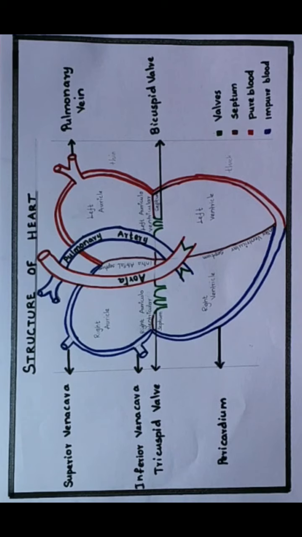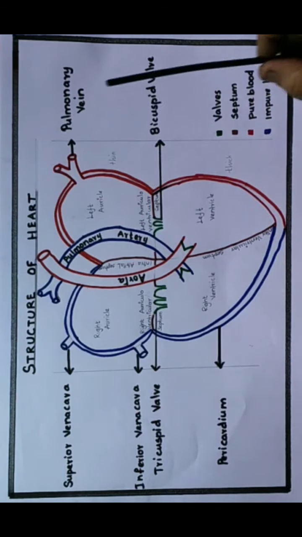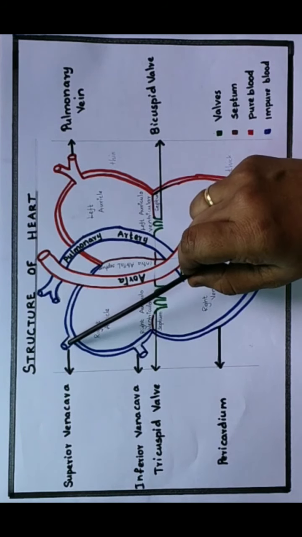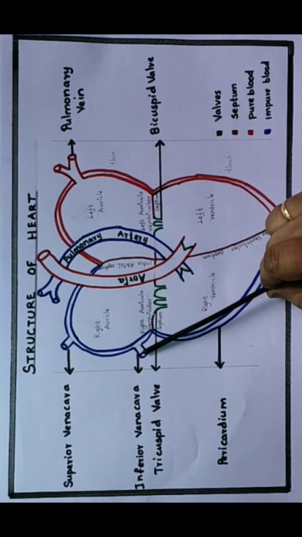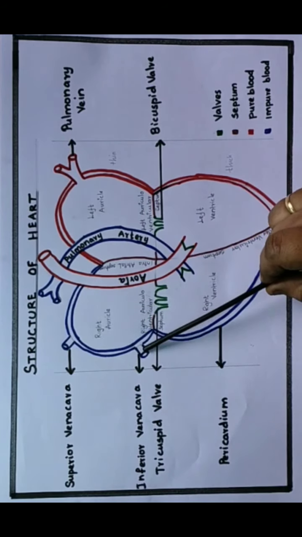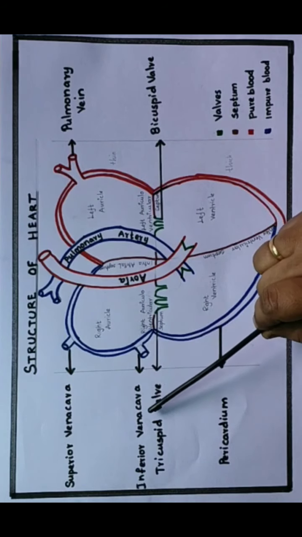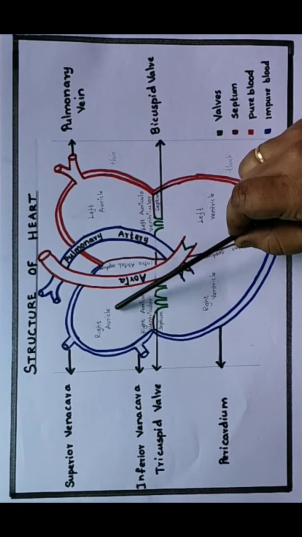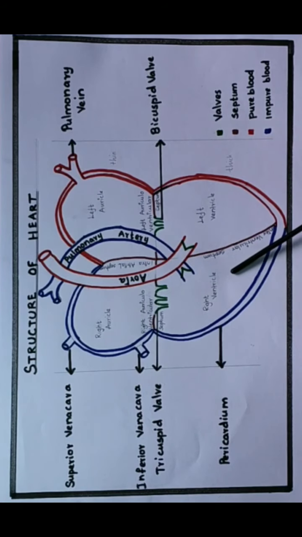Next, let me tell you about veins and arteries. Already I told you the veins carry only the impure blood and arteries carry the pure blood. Now, from all over the body, the impure blood is taken to the heart through the two veins, superior vena cava and inferior vena cava. The superior vena cava and inferior vena cava bring the impure blood to the right auricle. And then that impure blood is pushed to the right ventricle.